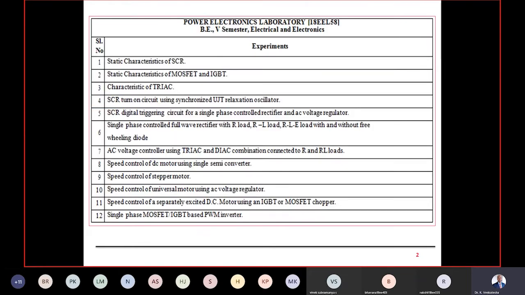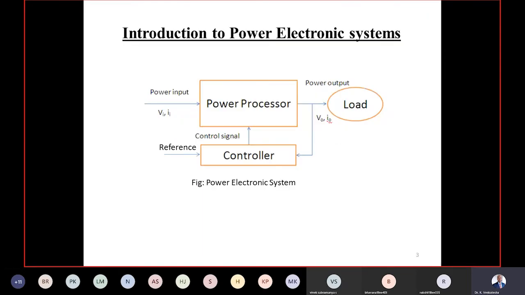I think the syllabus I'm not going to discuss. I would like to give some brief information about the power electronic converters, power electronic system, solid state switches, and then we learn today only one experiment. That is the static characteristics of MOSFET and IGBT. Only one experiment we are going to learn comfortably. Any doubts? Definitely you can unmute and talk to me at any time.